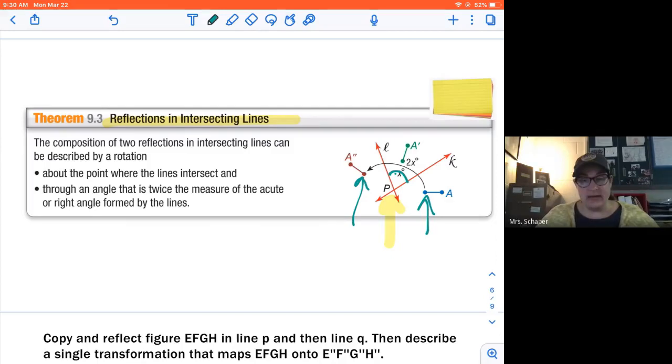All right, I'm going to repeat that again. The angle formed from the initial point to the terminal point, initial to terminal, that angle measurement is double the angle formed by the two intersecting lines. Right?